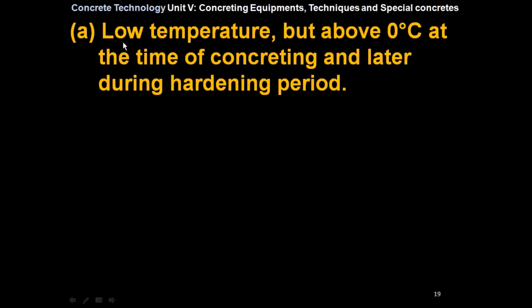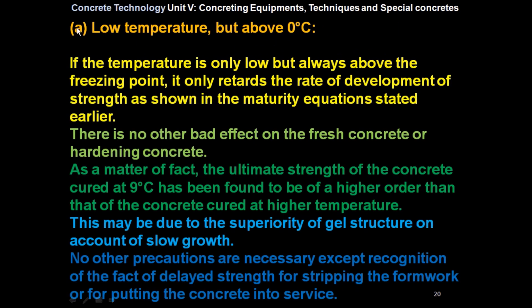Now we will see the first: low temperature but above 0 degrees Celsius at the time of concreting and later during hardening period. If the temperature is only low but always above the freezing point, it only retards the rate of development of strength as shown in the maturity equation stated earlier. There is no other bad effect on the fresh concrete or hardening concrete.